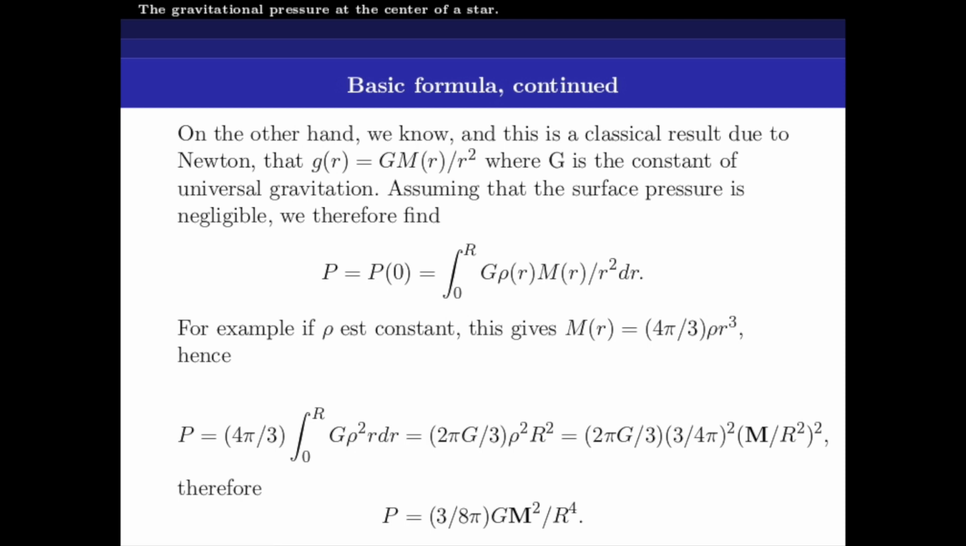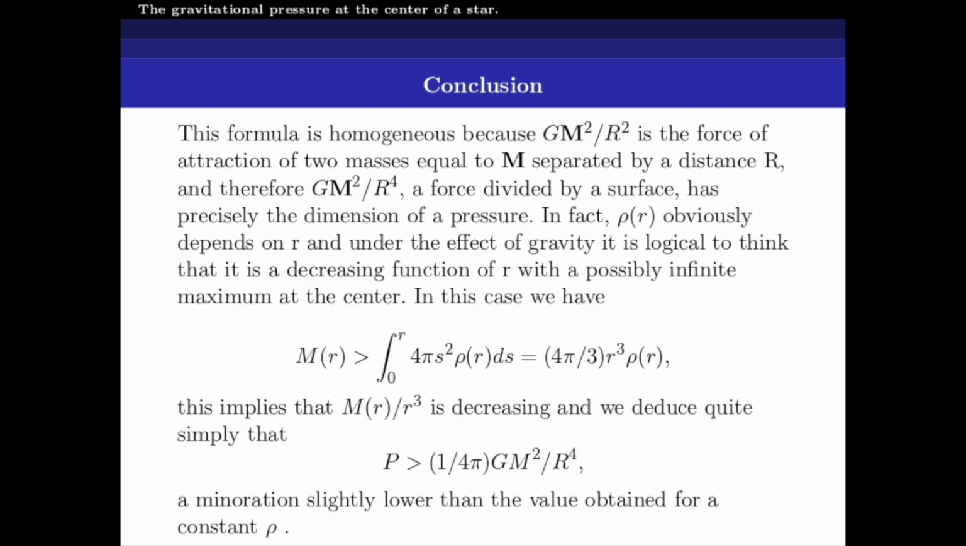Hence, P = 3/(8π) G M²/R⁴. This formula is homogeneous because G M²/R² is the force of attraction of two masses equal to M separated by a distance R. Therefore, G M²/R⁴, a force divided by a surface, has precisely the dimension of a pressure.